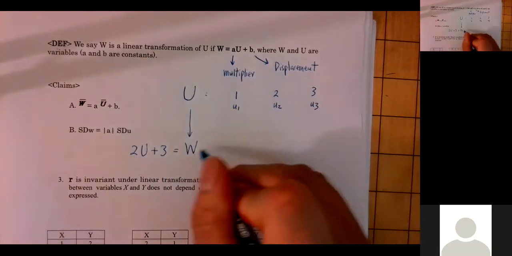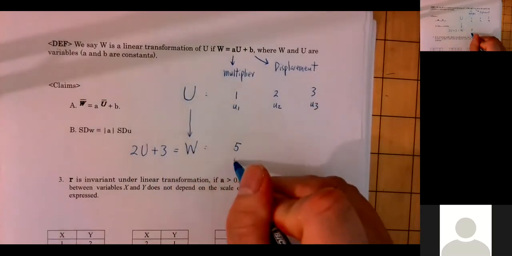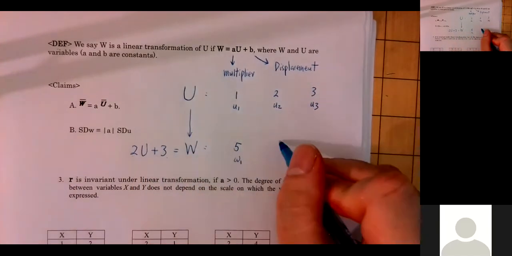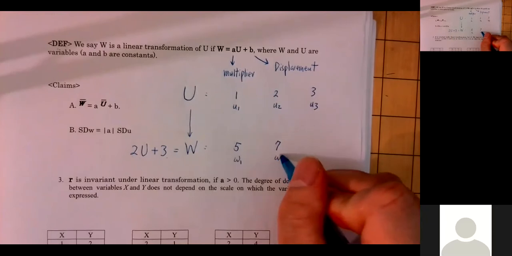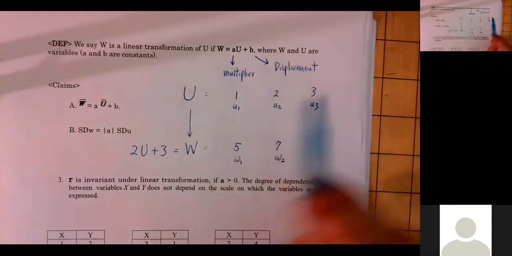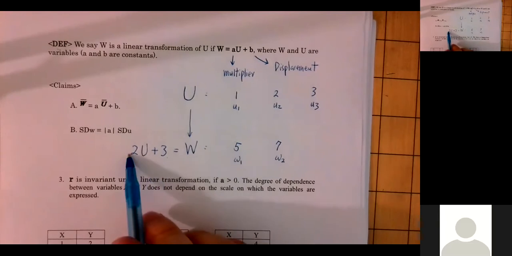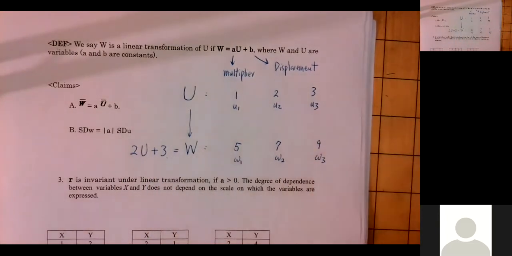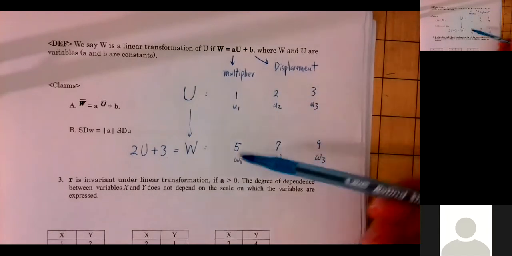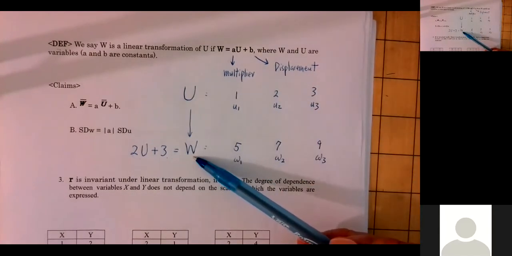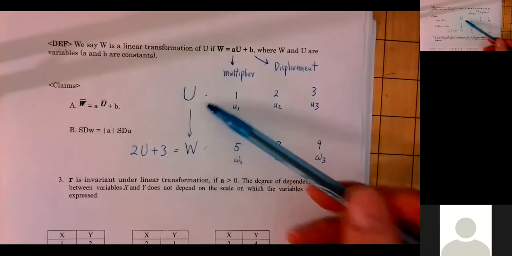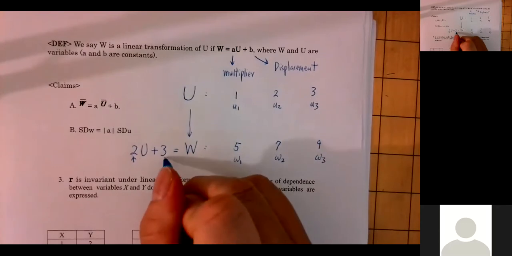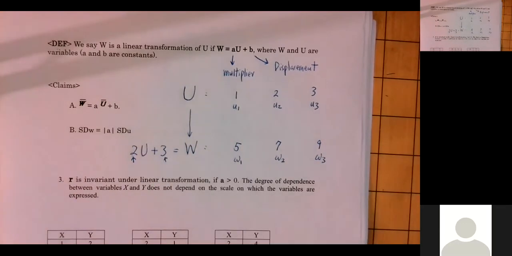So this is 5. This is W1. 2 times 2 is 4. 4 plus 3 is 7. So this is W2. And 3 times 2 is 6. 6 plus 3 is 9. This is W3. So we convert from U to W. And W is called a linear transformation of U. Okay? And A is the multiplier. B is what? The displacement.